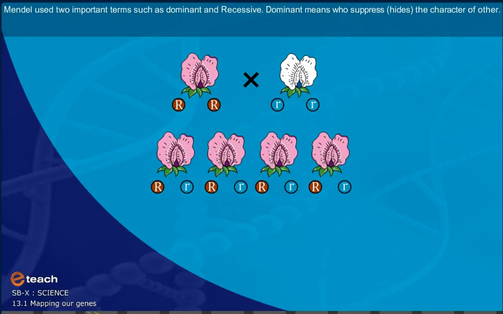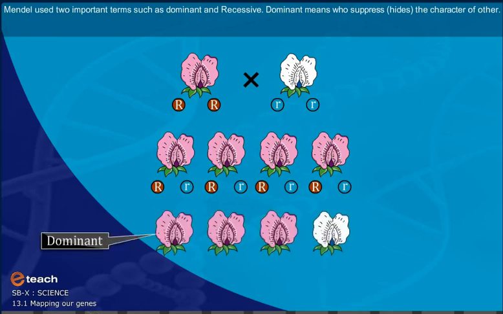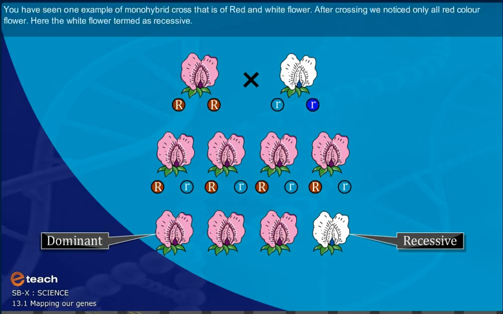Mendel used two important terms, dominant and recessive. Dominant means that which suppresses or hides the character of the other. You have seen one example of a monohybrid cross, that of red and white flowers. After crossing, we noticed only red-colored flowers. Here the white flower is termed recessive.